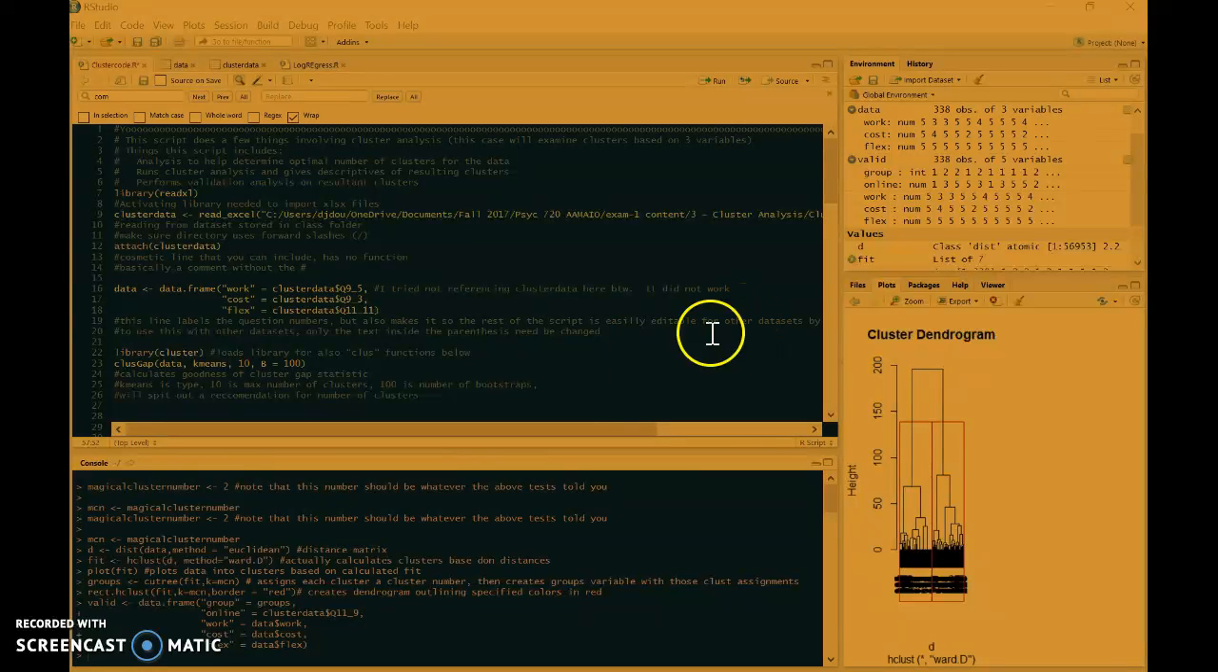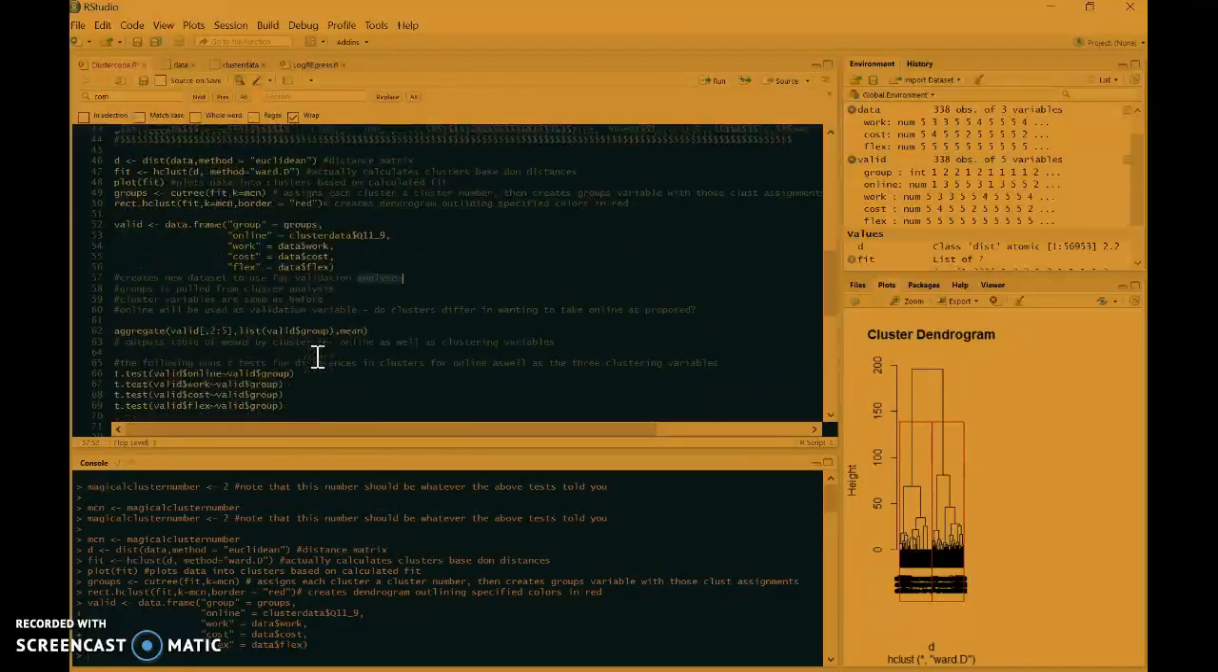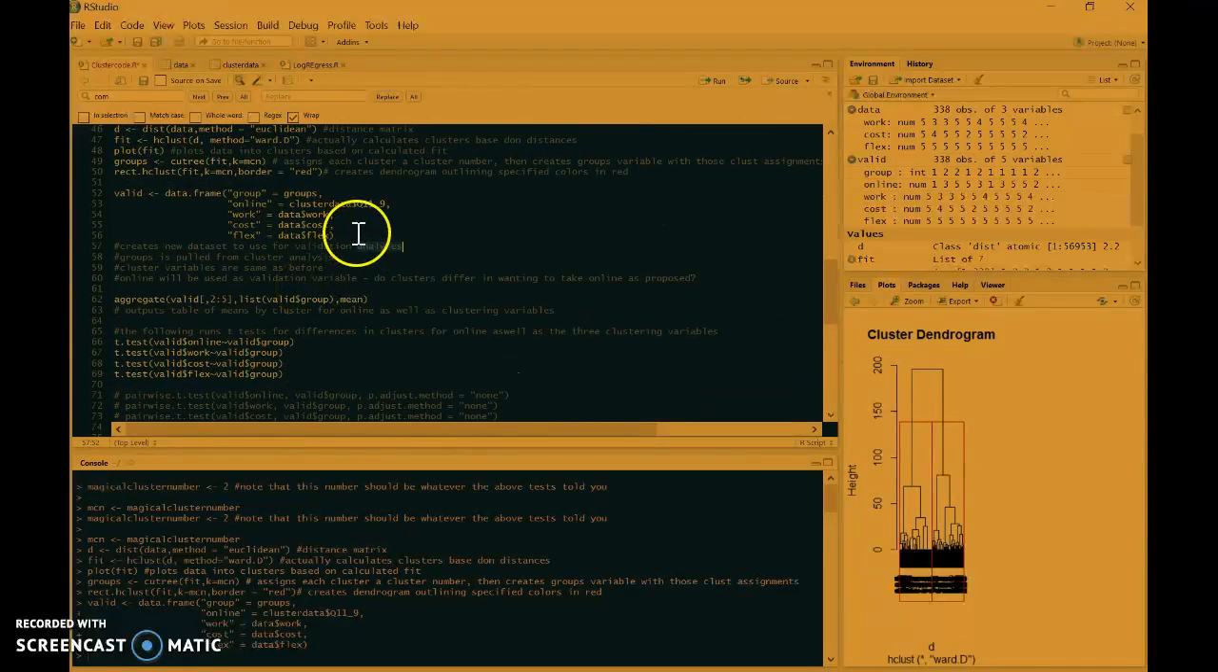Okay, we're back. What were we doing? We were about to look at the cluster demographics. We already did all this. Yeah. So we just made our validation data set.